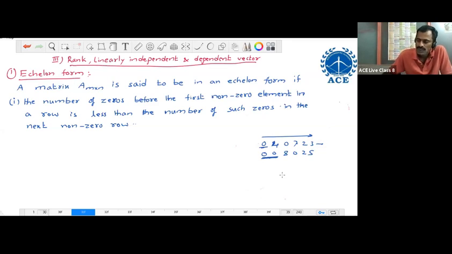Between two non-zero consecutive rows, the less than condition should be satisfied regarding zeros only. Suppose in the second row we have two zeros like this before the non-zero number. In the next row, we should have more than 2 zeros to satisfy the less than condition. In the next row, we should have more than 2 zeros. That is, you may have 3 zeros or 4 zeros like this only.